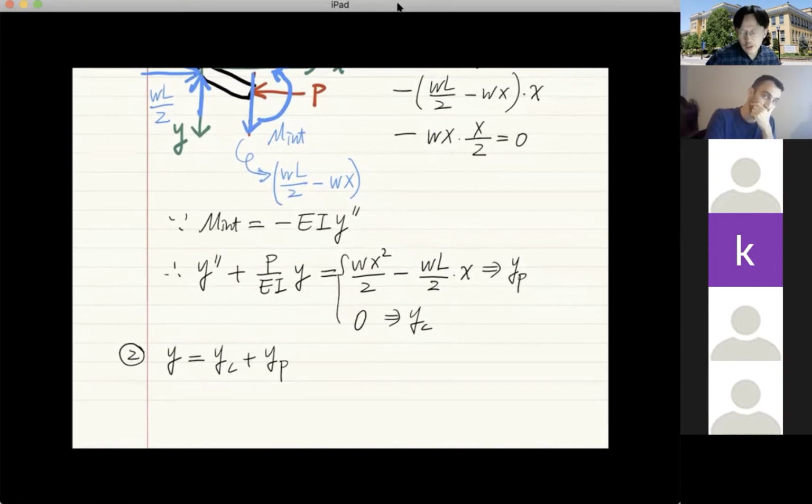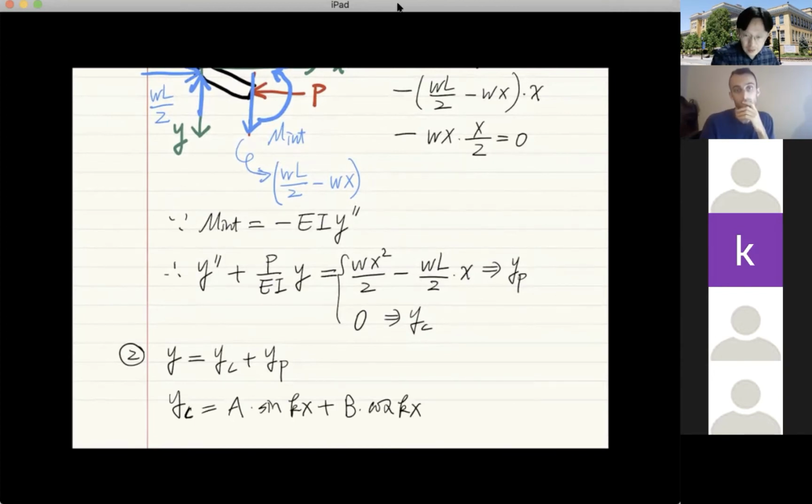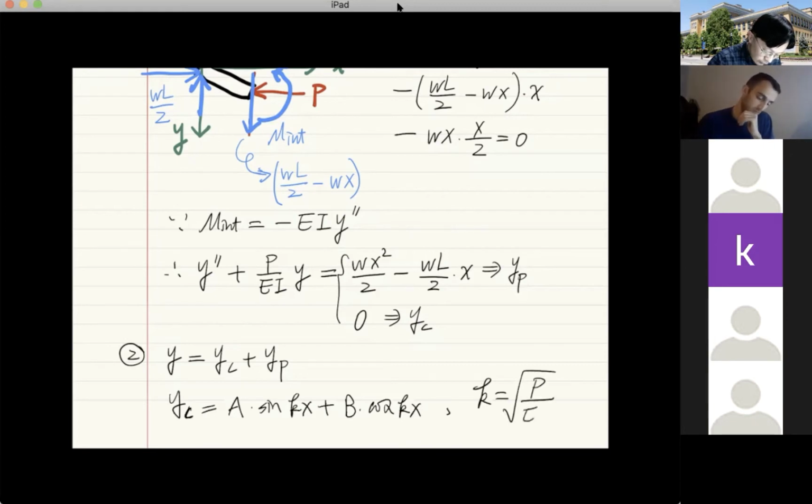The first one we are very familiar with, because that's the case when the right-hand side is 0, which means there's no loading. You already know the expression of this one because we have used it so many times. yC is capital A times sine KX plus B times cosine KX. I think you're not going to forget this expression. The complementary solution is the case of what we call Euler buckling. And if it's not clear, K is the square root of P over EI.